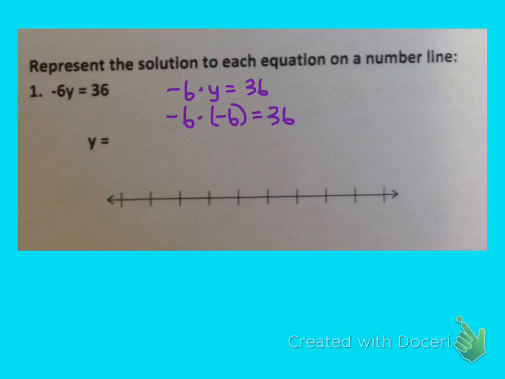So does this work out? Well, if we do negative 6 times negative 6, it should be 36. 36 does equal 36, so that equation is true, which means y is, in fact, negative 6. Now we just have to place it on a number line. So let's go ahead and number our number line using numbers that make sense. And then we just place a dot at negative 6. And we have represented that solution on a number line.